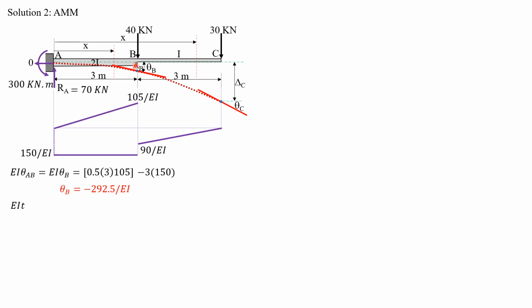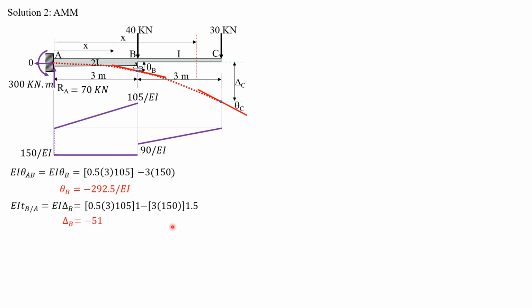Then for EI deviation of B relative to A, it is automatically EI delta B because the reference tangent is horizontal. So we simply sum up moments of the areas between A and B with respect to B. So we have 1/2, 0.5 times 3 times 105. The moment arm is 1, 1/3 of 3. Then minus 3 times 150 times 1.5.